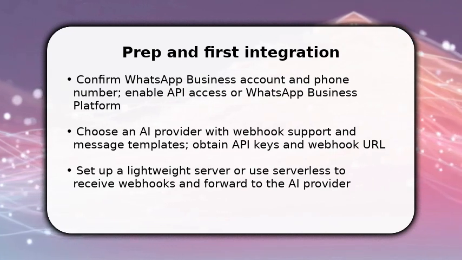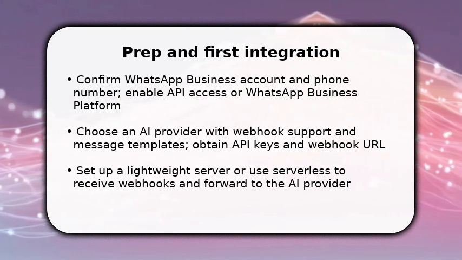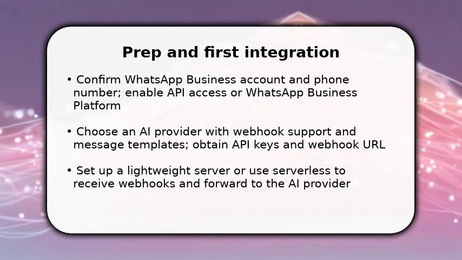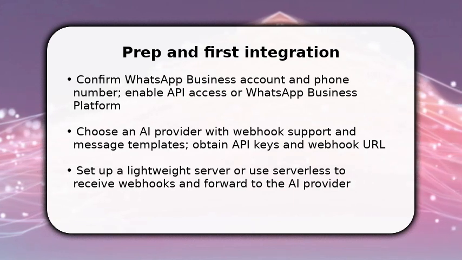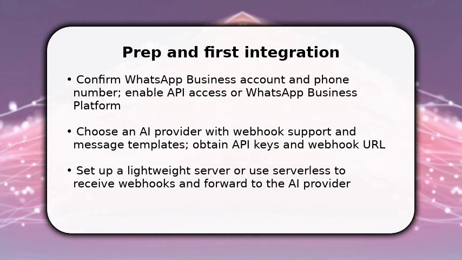You'll set up a small server or serverless function to receive WhatsApp webhooks and relay them to the AI. This step begins the loop. Inbound webhook → AI inference → WhatsApp reply, so test with one template immediately.